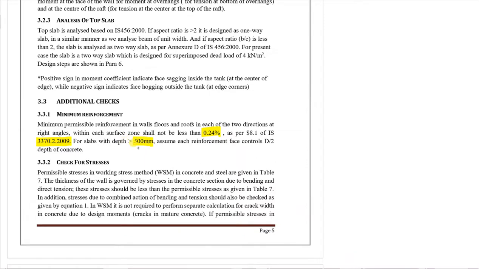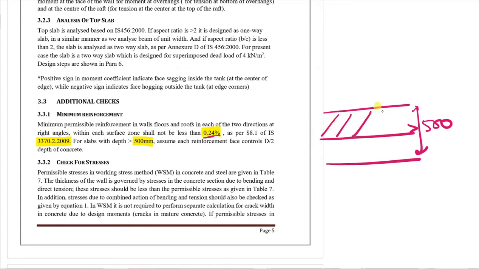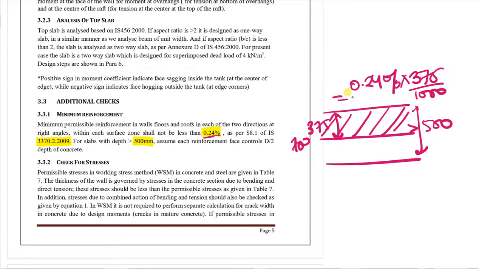And for slabs which are greater than 500 mm, this statement is saying that if suppose we have a raft whose thickness is more than 500, then minimum reinforcement 0.24% has to be obtained only for the top half of the width. Suppose this is 750. So half of 750 is 375. Right? So you obtain this reinforcement for 0.24% of 375. This is what it is saying.